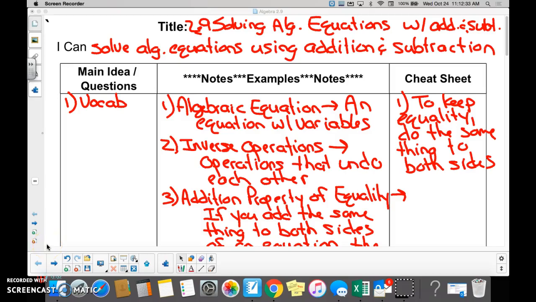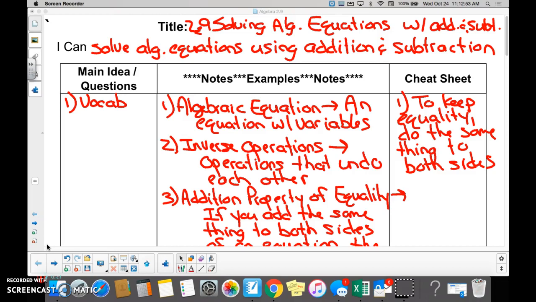2.9 Solving algebraic equations with adding and subtracting. I can solve algebraic equations using addition and subtraction. Do you guys feel like you can actually do that now? Yes. And most of the algebraic equations you're going to see today in your homework assignment, are you going to know the answer before you even solve? Yes, you are.